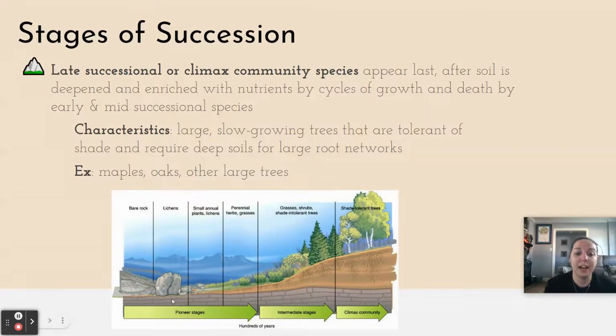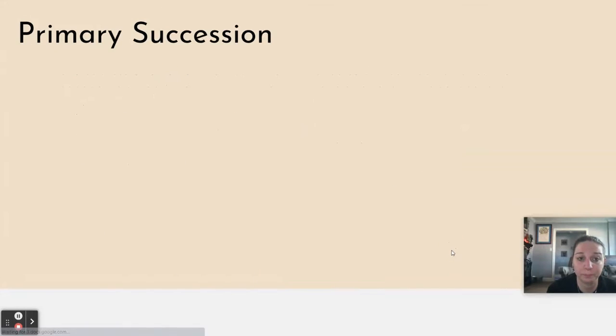So you can see, I like this diagram because it really shows you how that soil is impacting what is growing there. So this one is showing us primary succession because it's got that bare rock to start with and no soil. And then as that organic matter returns to the ground, the soil gets deeper and deeper and deeper, which can lead to our large trees being able to root themselves and survive.